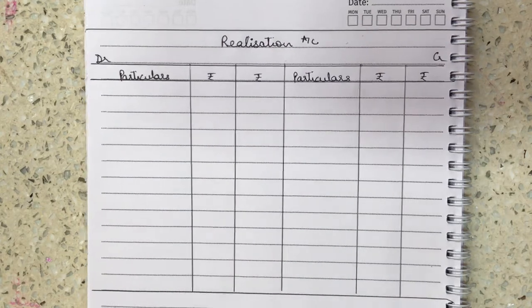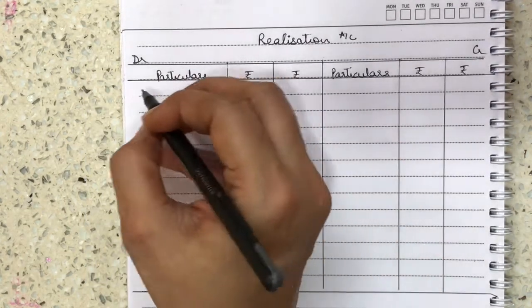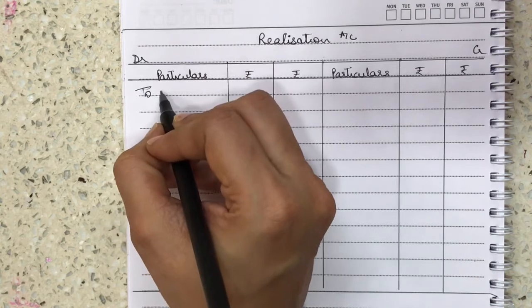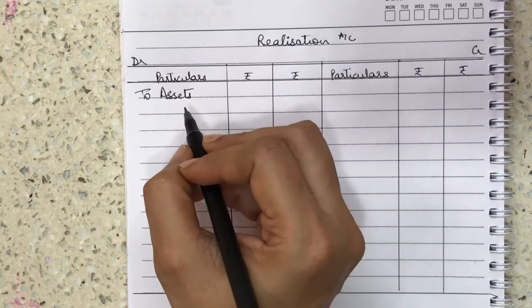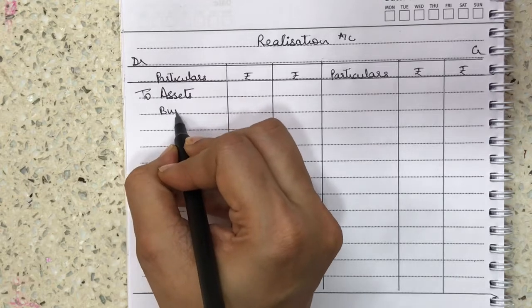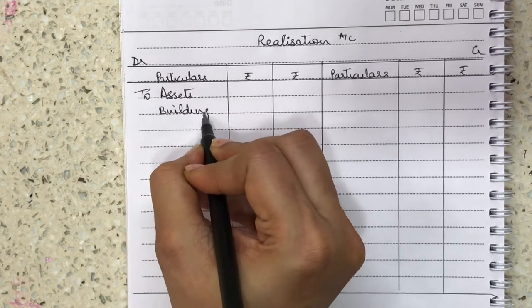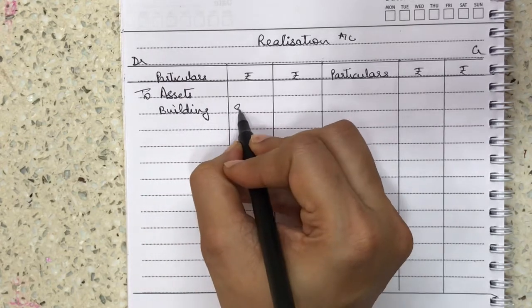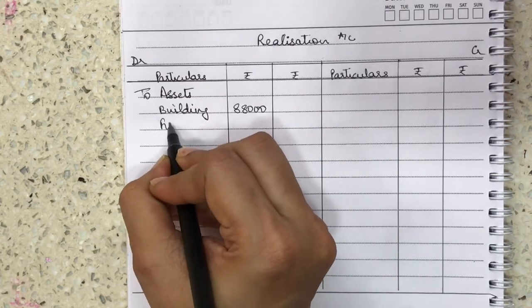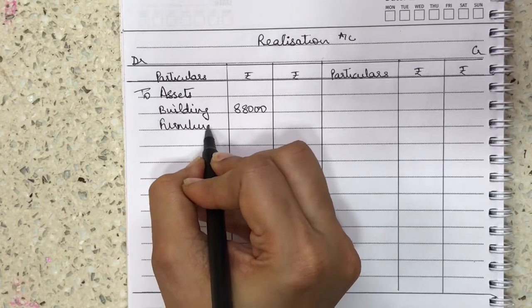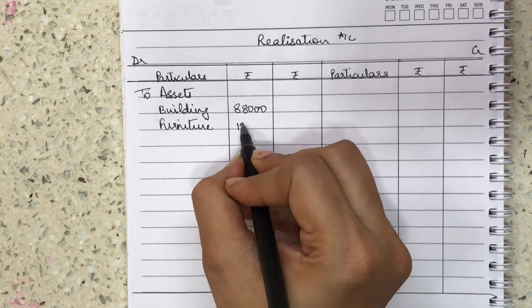So all the assets I write on the debit side. You can write sundry assets or you can write assets. Now write all the assets. First is building. In the inner column I'll write down 88,000. Then I have furniture. Furniture is 12,000.